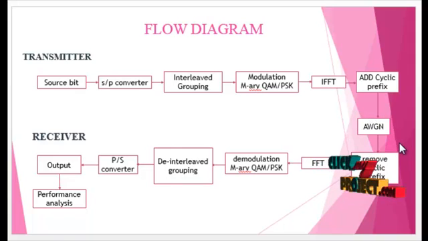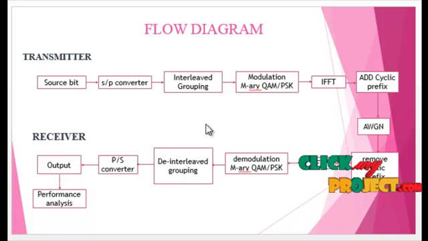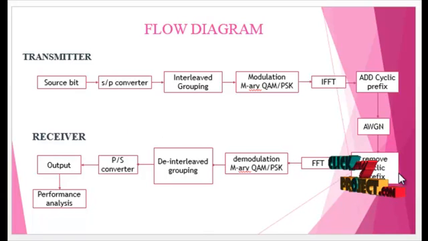The reverse process of transmission is performed in the receiver section. Remove the cyclic prefix and perform FFT. Demodulate the signal, perform the interleaved grouping, then the parallel to serial converter, and then get the output. By the output signal, we perform analysis of the product.